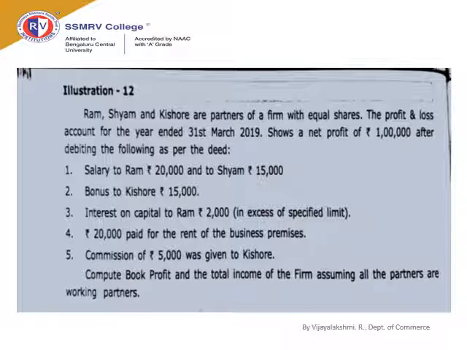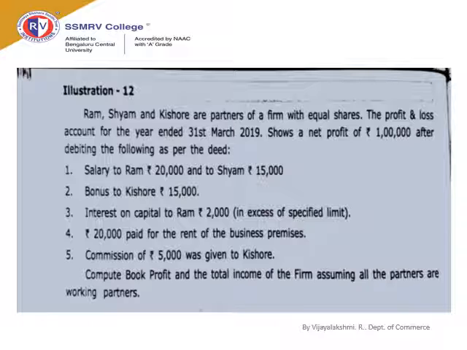Next, go to the next problem. Ram, Shyam and Kishore are the partners of a firm with equal share. The profit and loss account for the year ended 31st March 2019 shows a net profit of rupees 1 lakh after debiting the following items.